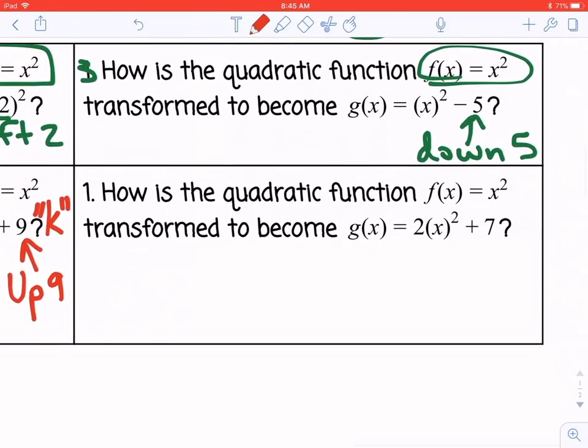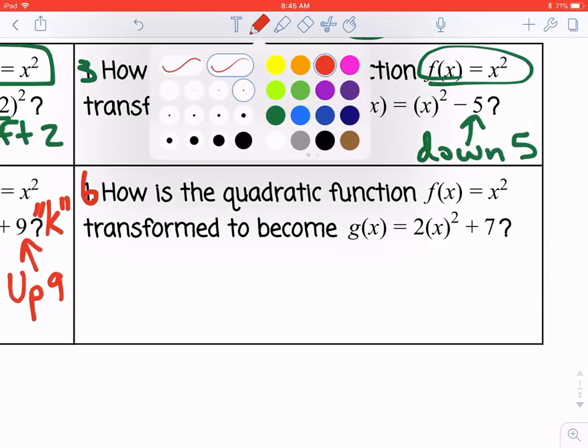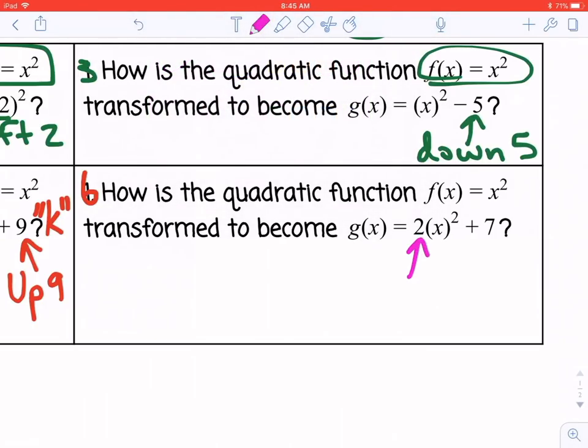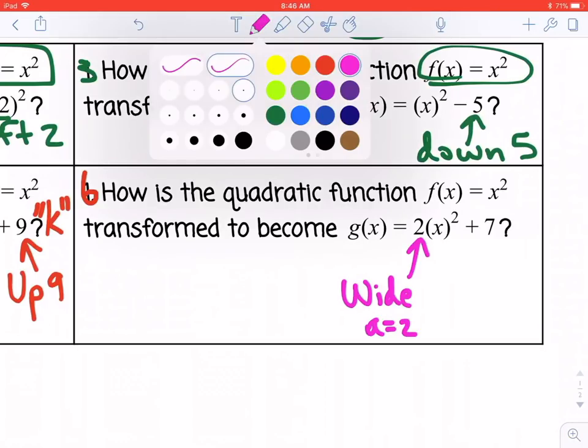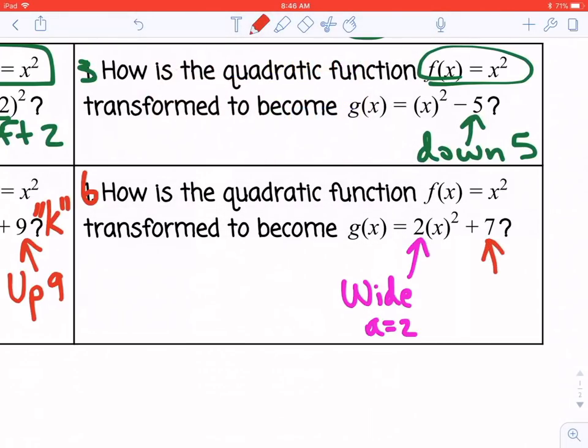And then our last example, again, I don't know why the numbers didn't show up right, but this is number 6. How is the quadratic function f of x equals x squared, our basic parent function, transformed to become g of x equals 2x squared plus 7? So a is equal to 2, which makes our graph wide, because a was greater than 1. And then the positive 7 makes our graph shift up 7.